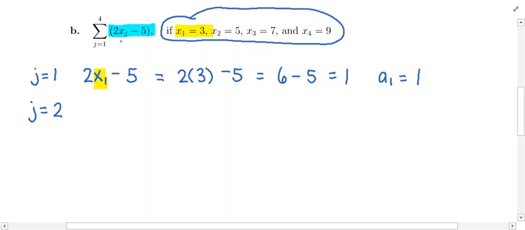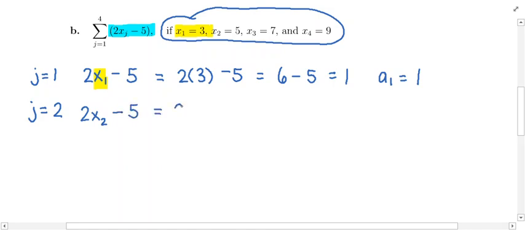All right, go to your blue expression, pop in a j value of 2. This is going to be 2 times x. The subscript on x is going to be the j value, which is 2 here. So it's going to be 2 times x2 minus 5.